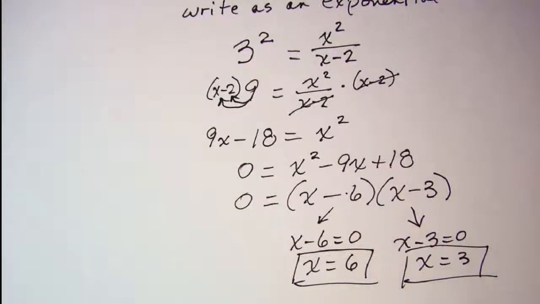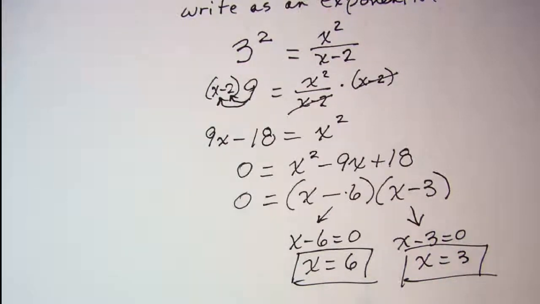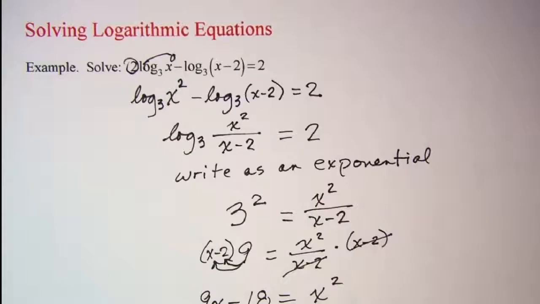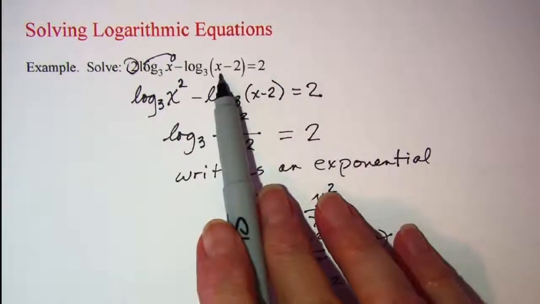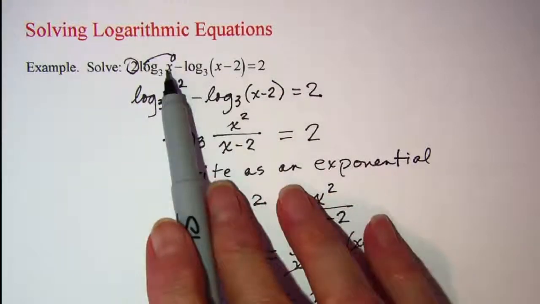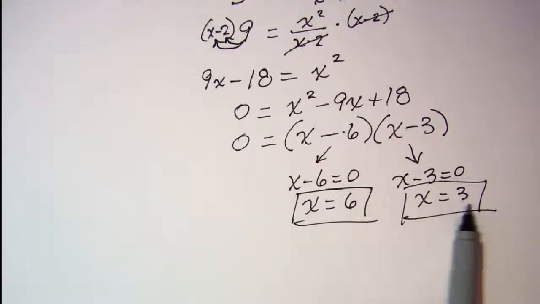Remember, you do need to check and make sure that neither of these cause a negative argument, but I think we're fine. Even when x is 3, this is fine. So x is 6 and x is 3.